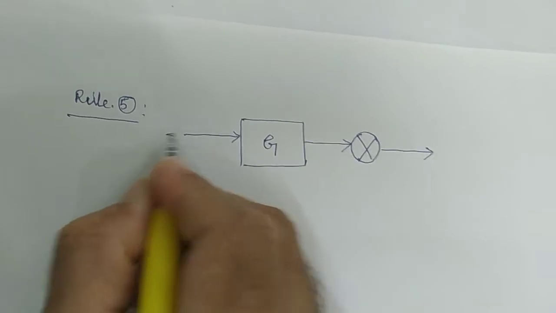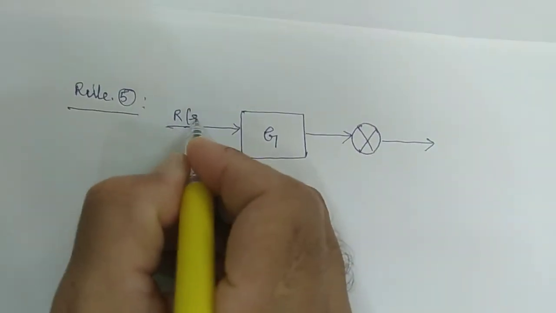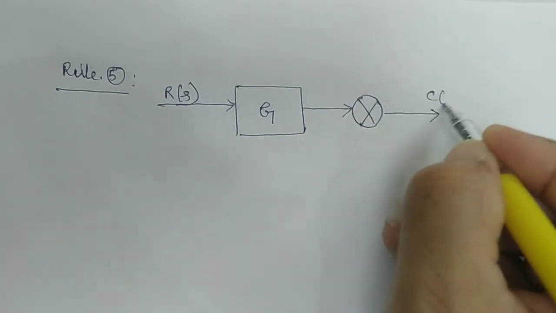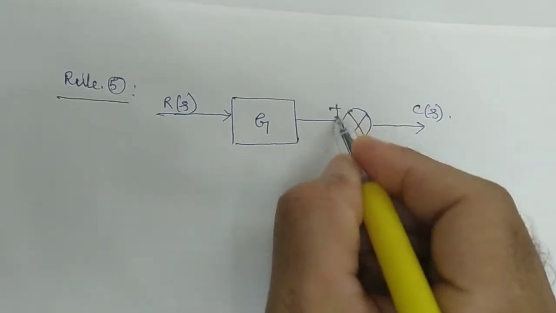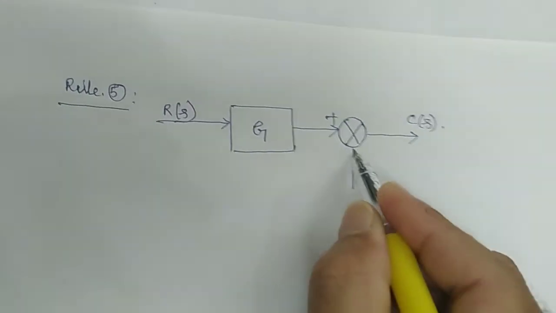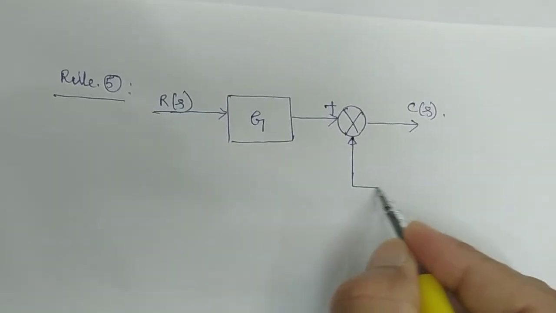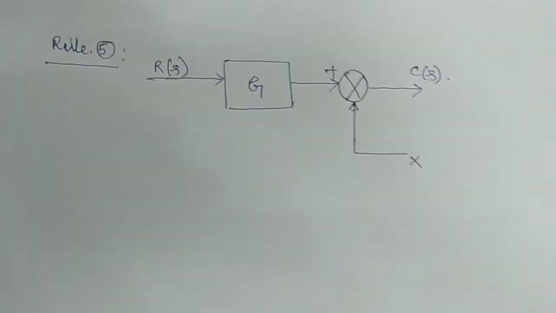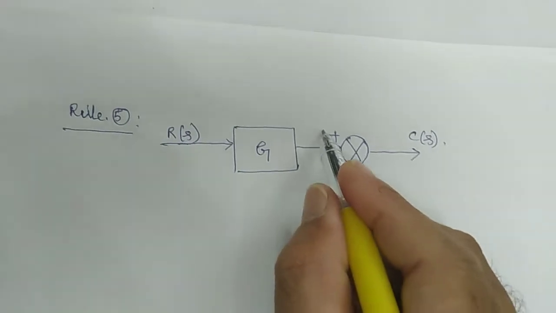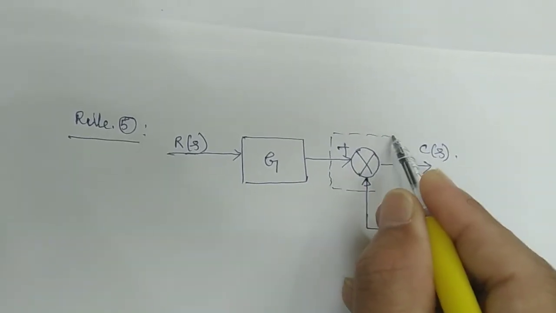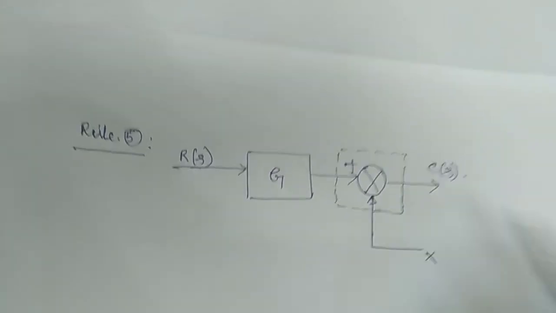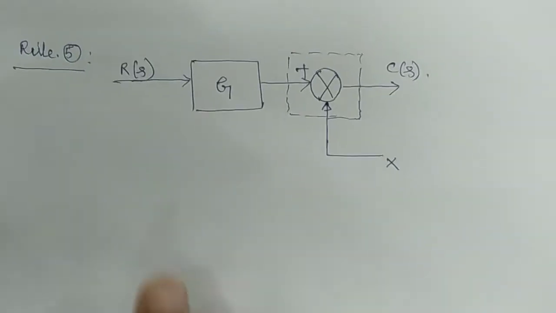Okay, this is your R of S, let us say this is your C of S. This is plus obviously, and let us say this has something X or whatever it is. This is the summer point, where you have, in the problem, the summing point after the block.